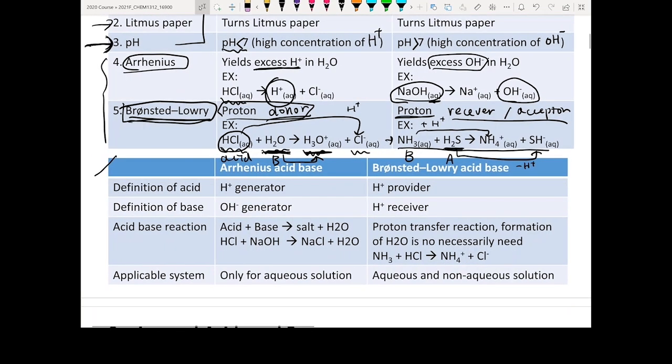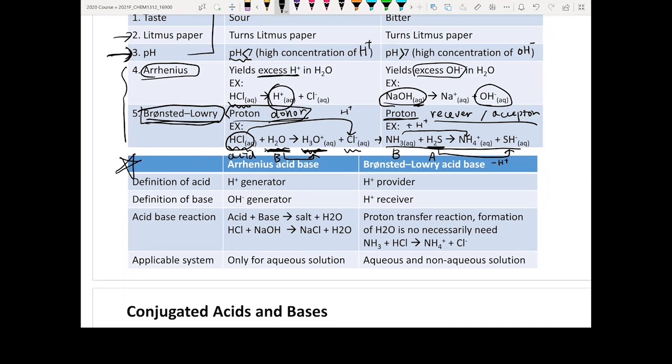This table summarizes all the things we said. In the Arrhenius acid-base theory, the way you define acid and base depends on what species you generate. If you generate H+, you are an acid. If you generate OH-, you are a base, if you have an aqueous solution. However, to make things more general, Brønsted-Lowry provided another theory. It defines the species that provides H+ as an acid, and the species that accepts H+ as a base.